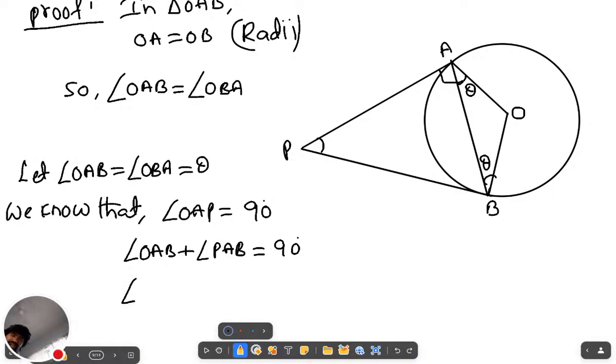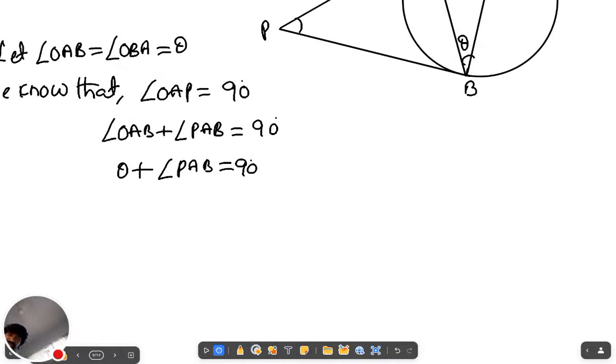Angle OAB we already know is theta. So theta plus angle PAB is equal to 90. Now let's send theta to the right side. Angle PAB is equal to 90 minus theta. Okay.